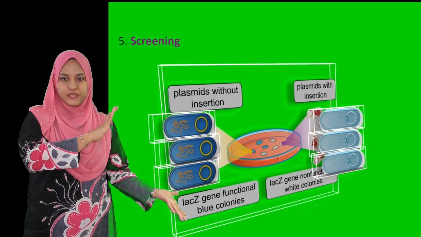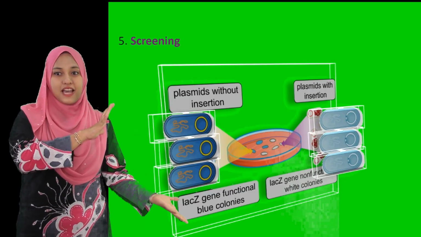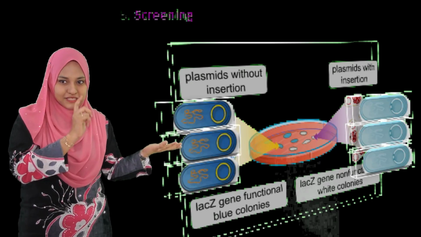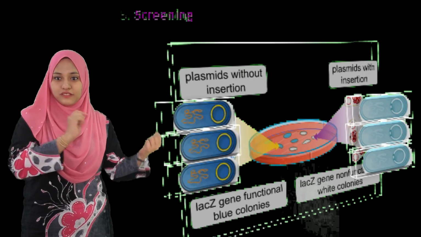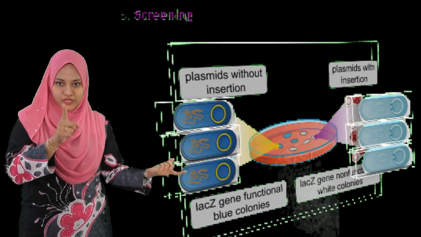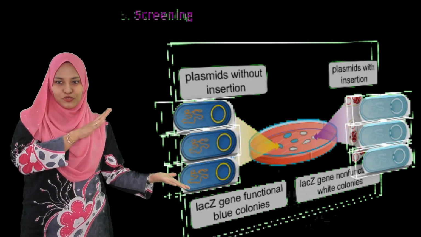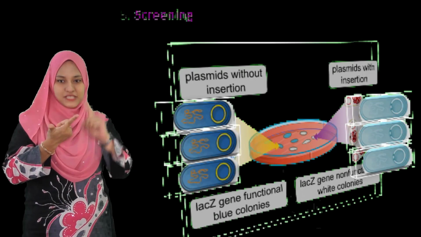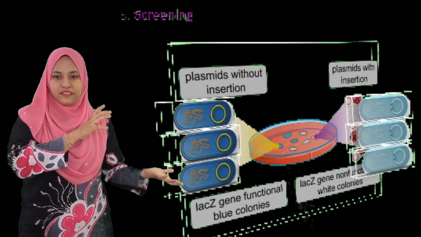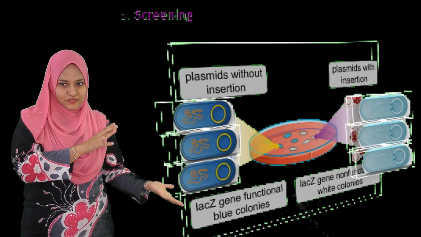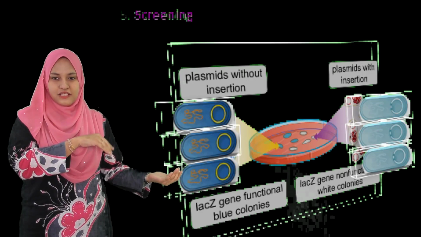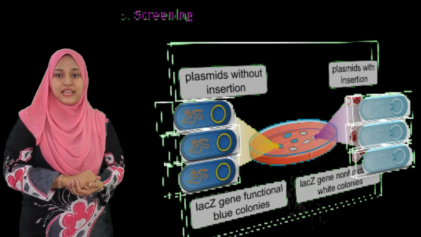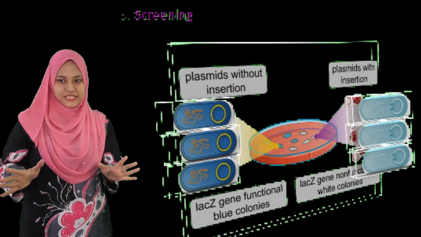As shown in the diagram here, you can see how blue-white screening works. The plasmid without insertion of the gene of interest will turn blue in color. So remember, blue is due to the LacZ still functioning. So that is the keyword. While the plasmid with insertion of the gene of interest in the LacZ region remains white in color. Why? Because the LacZ is disrupted or not functioning.